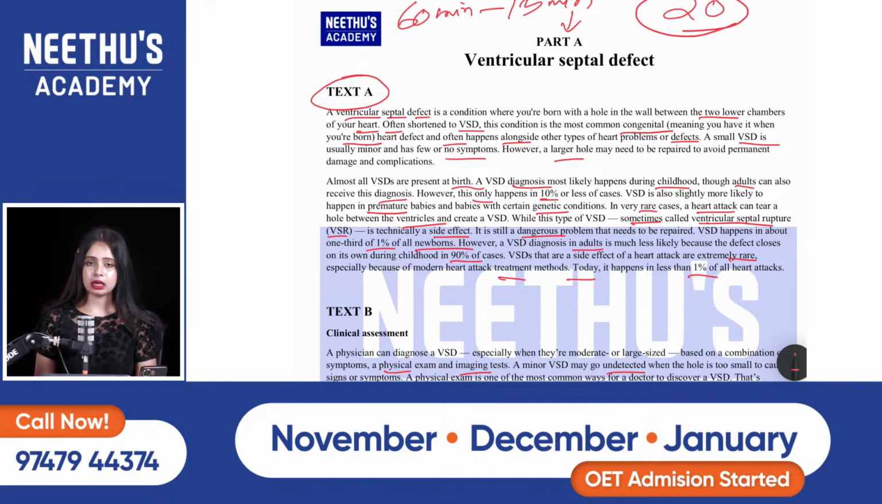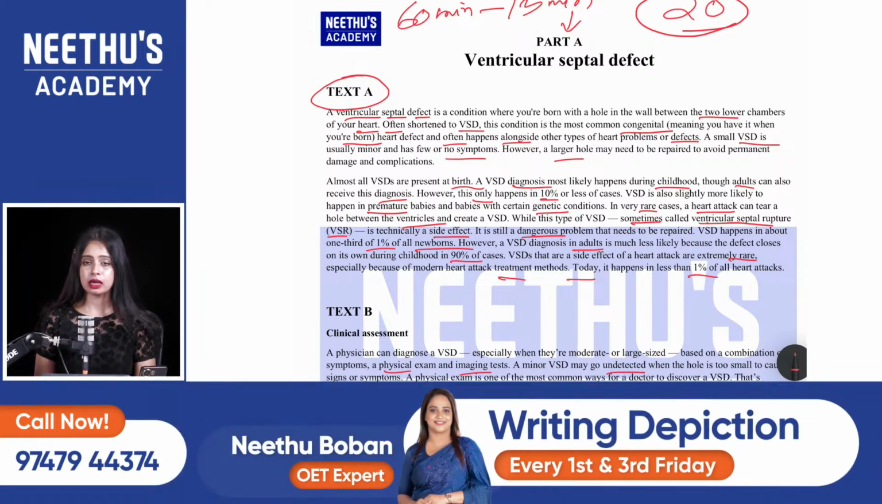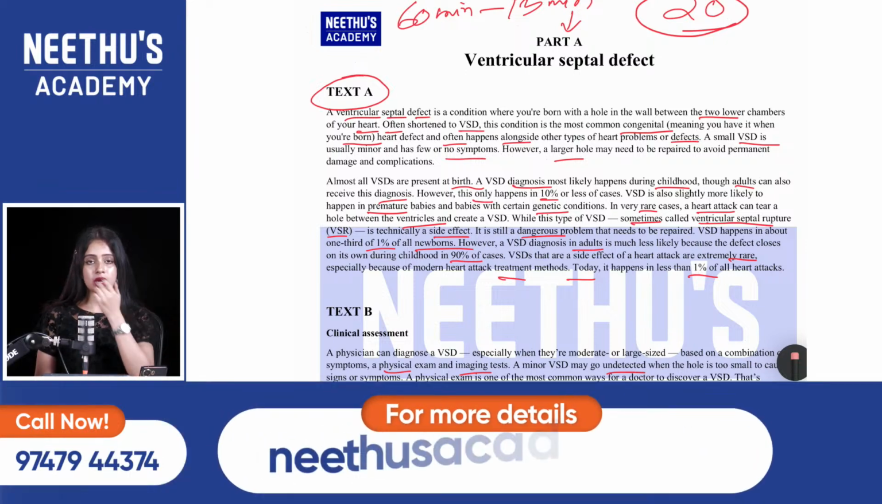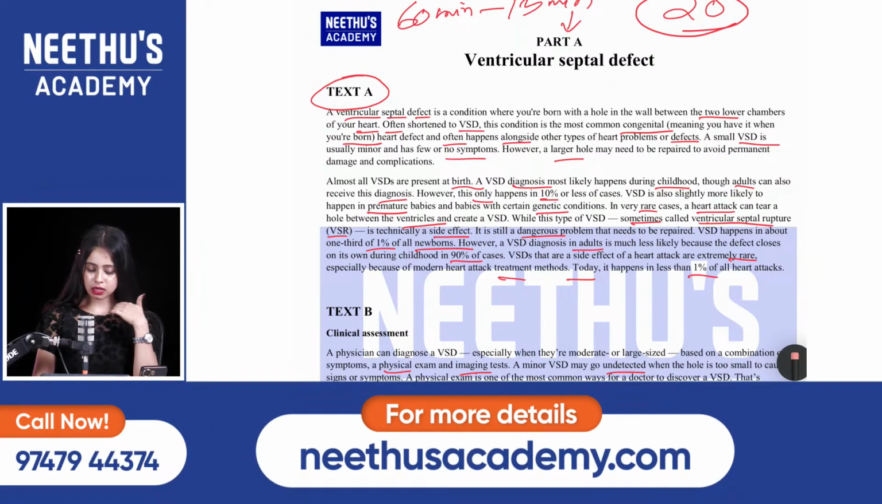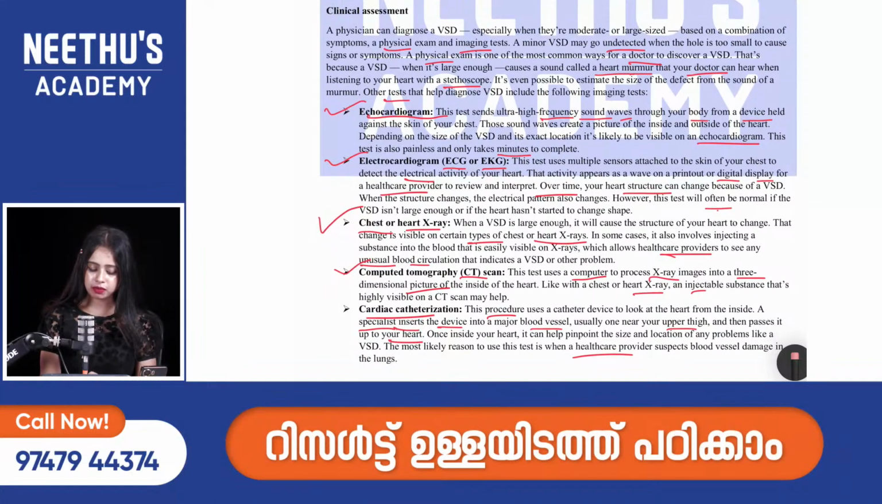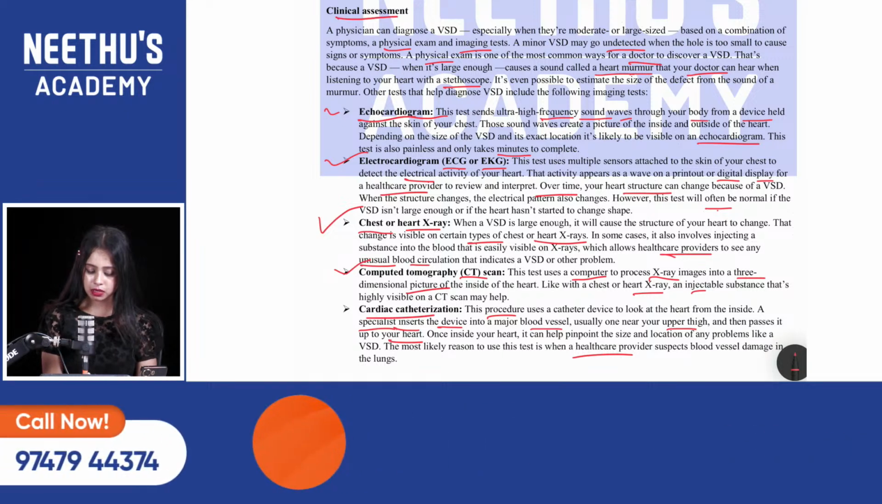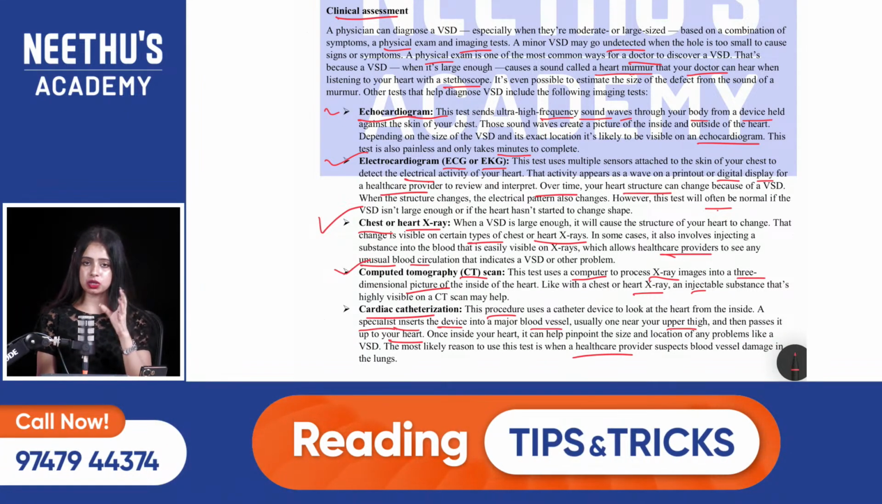Seventh one, brackets. Please do mark all the brackets. Eighth one, italicized or bold words. I found there are no italicized words here, but we have bold words here: echocardiogram, clinical assessment, electrocardiogram. So these are the bold words.